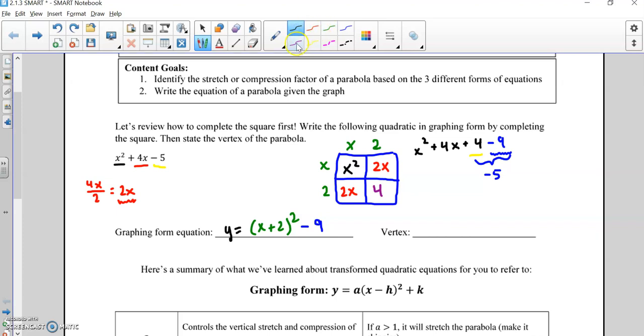To find the vertex, recall that the vertex is always the opposite of h comma k. Our h right now is 2, and our k is negative 9. So our vertex, instead of a regular 2, is going to have a negative because it's opposite, and the k is still just going to be negative 9. K doesn't change. You take it for what it is.